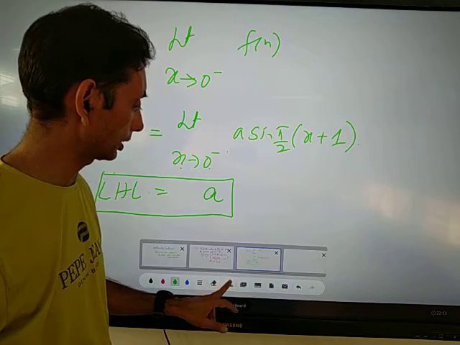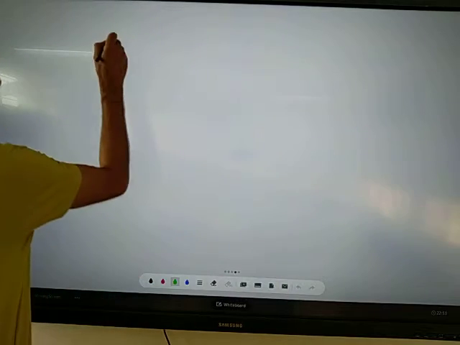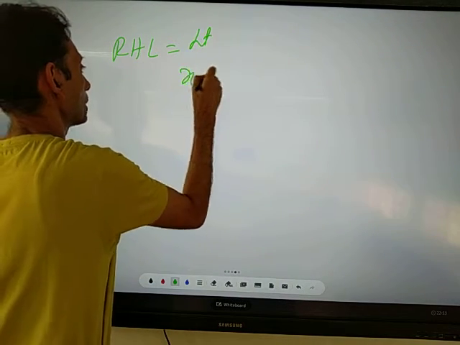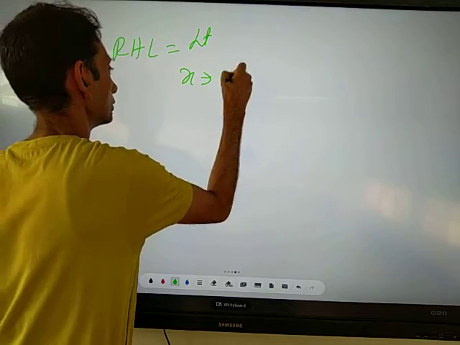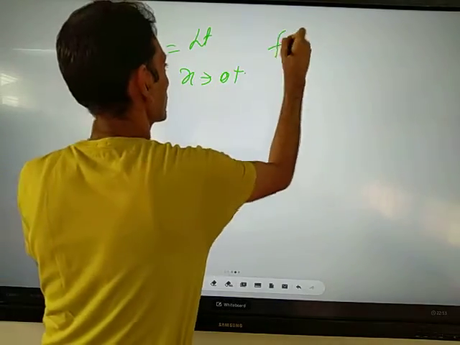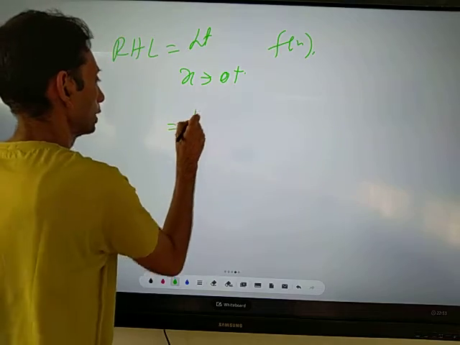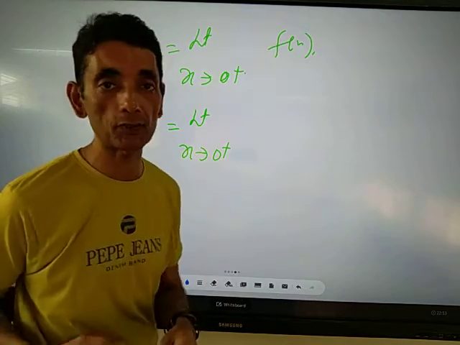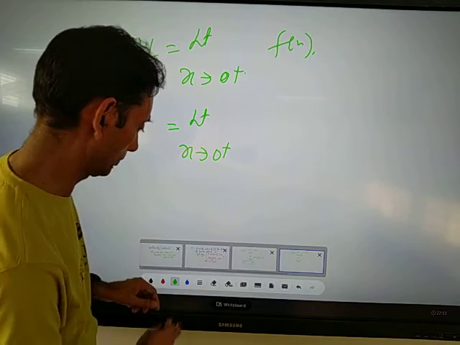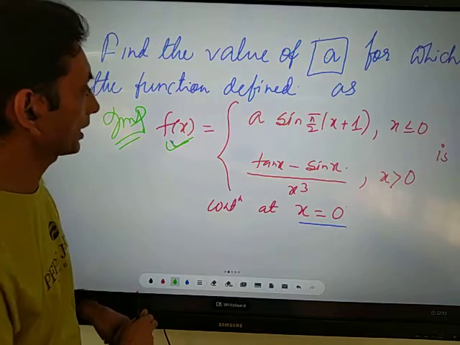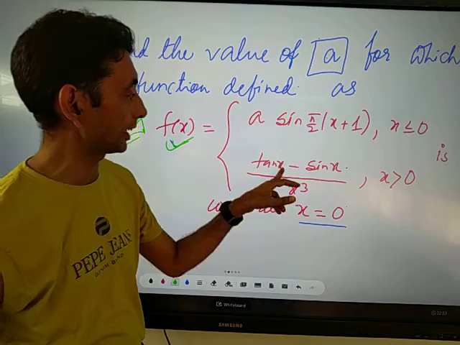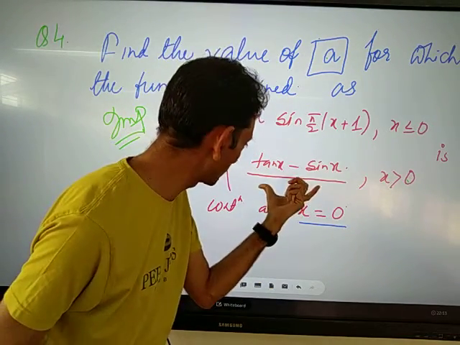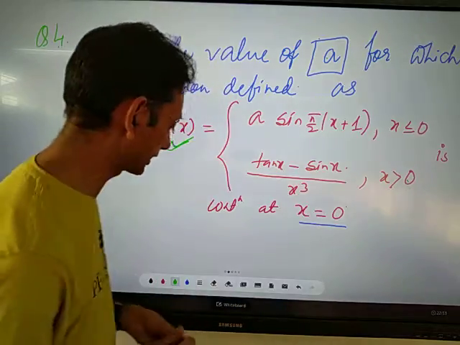Now let us find the right hand limit, limit x approaches 0 plus f(x). So what is the value of f(x)? For x greater than 0, the function is tan x minus sin x upon x cube.